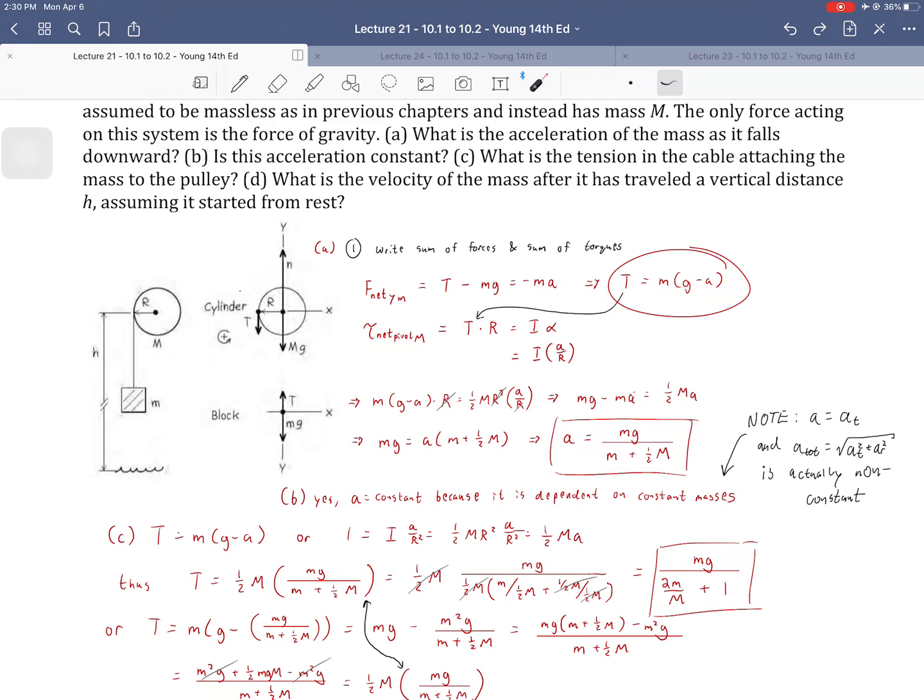Not a terribly important note here. I don't know exactly what I was thinking, but I'll leave that in there. Anyway, moving on, I'm just going to substitute in for the tension. I'm going to rewrite the acceleration, so thus the tension is equal to 1/2 times m of mg over m plus 1/2 M. And then I'm going to make some substitutions in here, and then I get an expression.